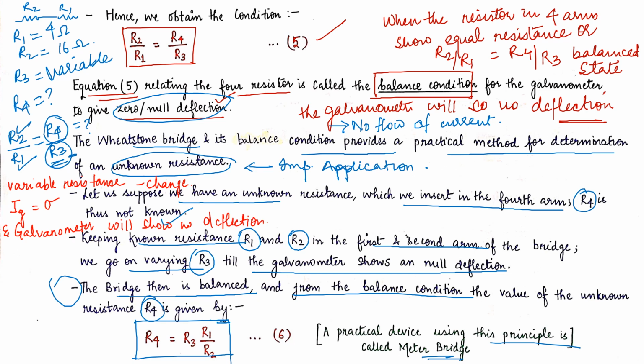At this point I will be able to find the value of R3. Once I get the value of R3, let's assume it is 9 ohm, I can find the value of R4 using this particular equation. If I substitute the values I have assumed, R4 equals 9 into R1, which is 4, upon 16. This gives 4 upon 4, and R4 is 9 upon 4 ohms. Like this we have to solve. Now I'll summarize it and give you one more simple derivation for your understanding.